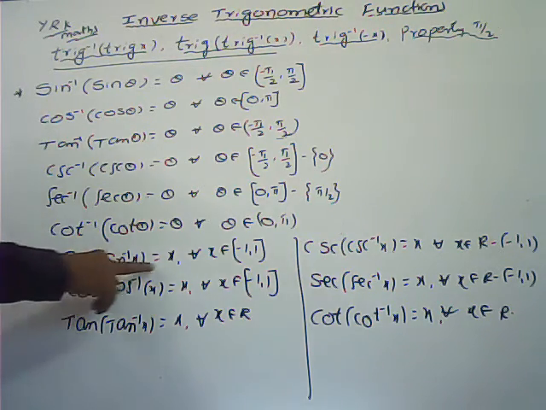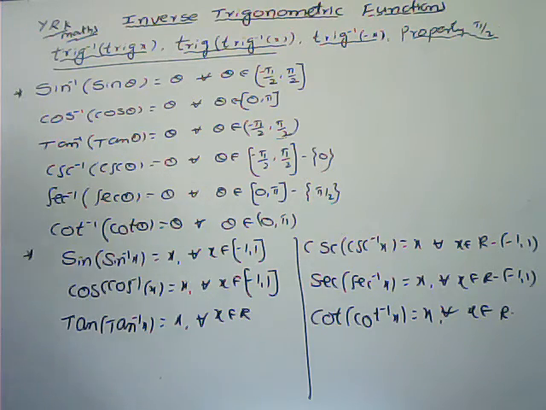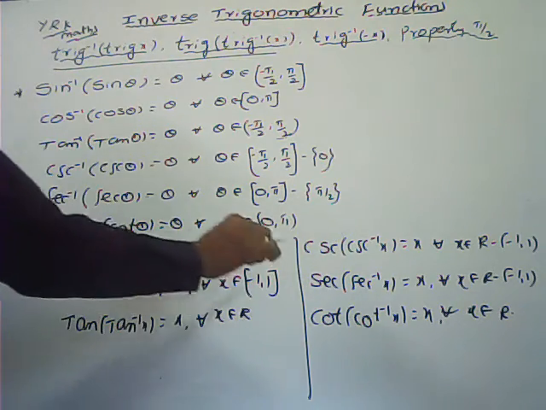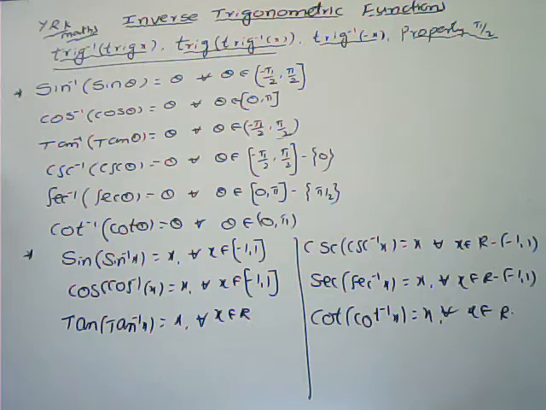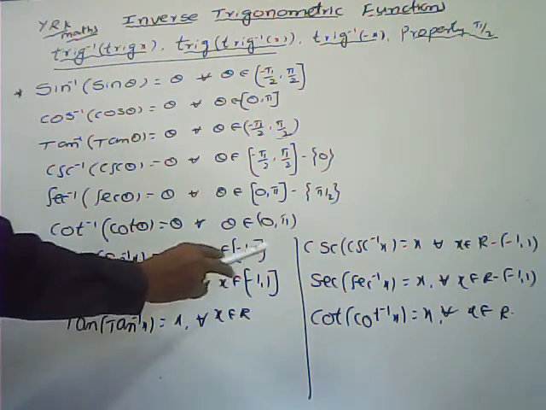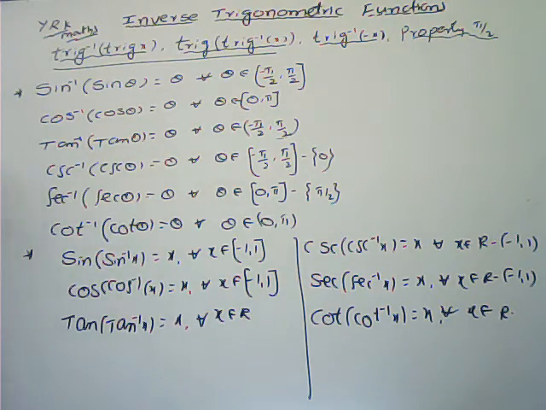Sine of sin inverse x equals x for every x belongs to [-1, 1]. Cos of cos inverse x equals x for every x belongs to [-1, 1]. Tan of tan inverse x equals x for every x belongs to R. Cosecant of cosecant inverse x equals x for every x belongs to R minus (-1, 1). Secant of secant inverse x equals x for every x belongs to R minus (-1, 1). Cot of cot inverse x equals x for every x belongs to R.